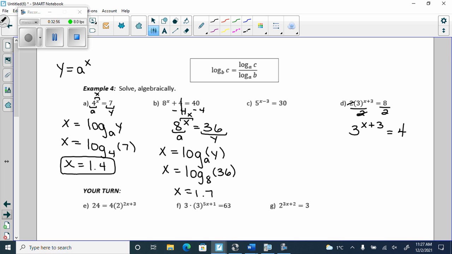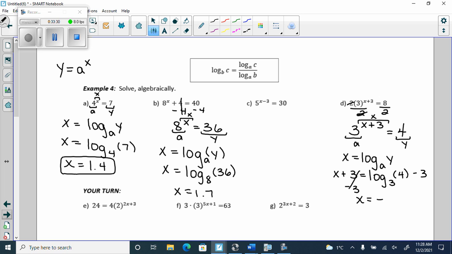Y is the one by itself. A. X. So x equals log base a of y. So x plus 3 equals log base 3 of 4. And then I have to subtract my 3, which we did in this one. Log 4 divided by log 3 minus 3. Negative 1.7.